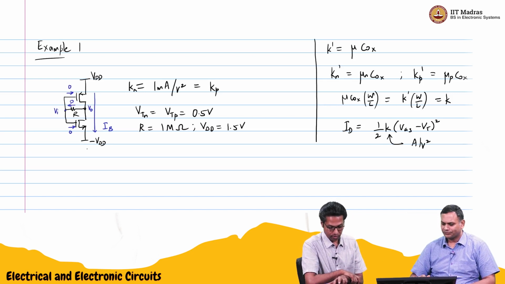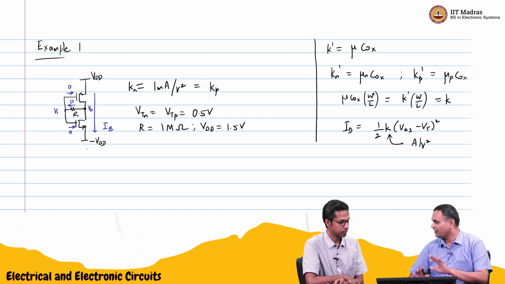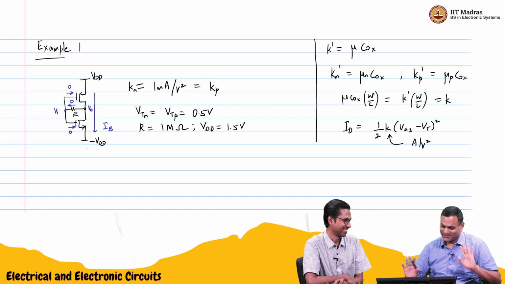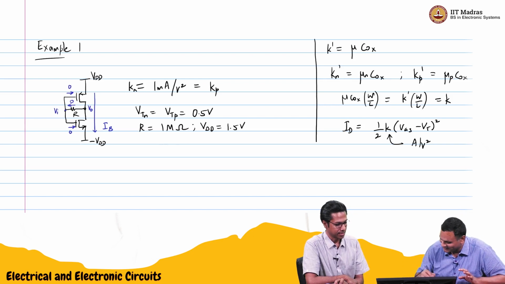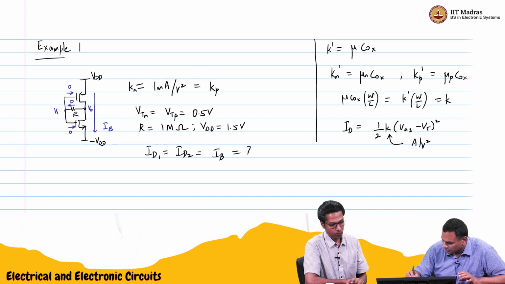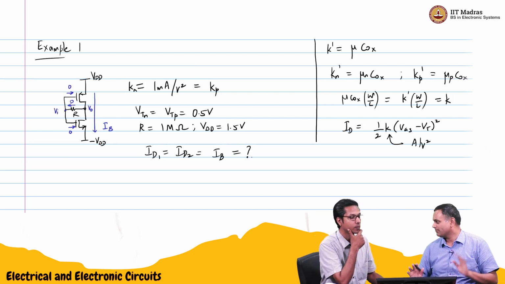What are the drain currents, ID1 and ID2? So now we know that ID1 and ID2 are equal, first of all. So we are just calling it IB. So our job, what is the value of IB? That is the question for us.